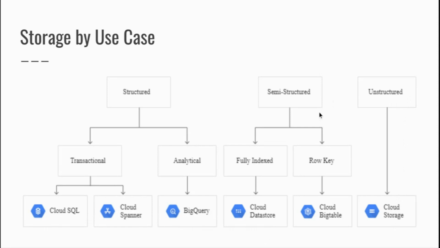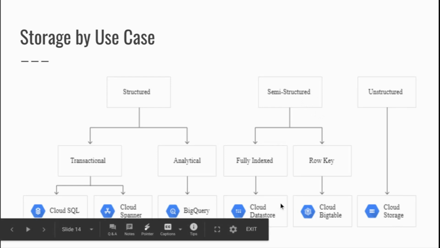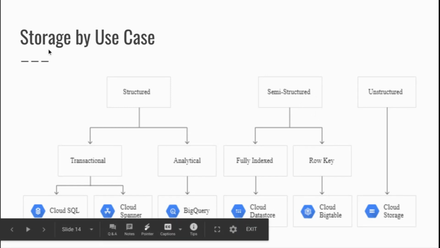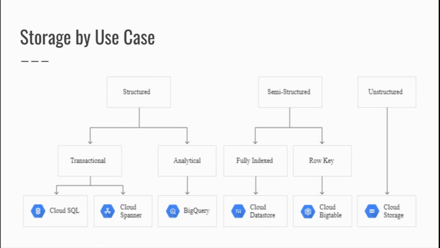Now for semi-structured data, right, if you have a JSON file or if you need a fully indexed file, then you can go for Cloud Datastore. Now Cloud Datastore I have not covered, but it is similar to MongoDB. You can load JSON documents and then you can fully query on the JSON document as you want. But if you want more like a key value store, then you can go for Cloud Bigtable. So this is a typical use case map on how to use these different storage tiers.